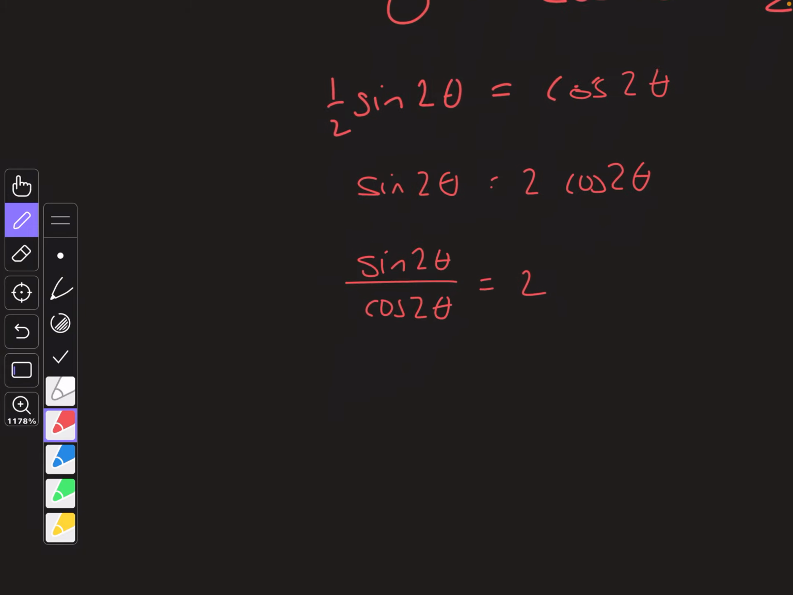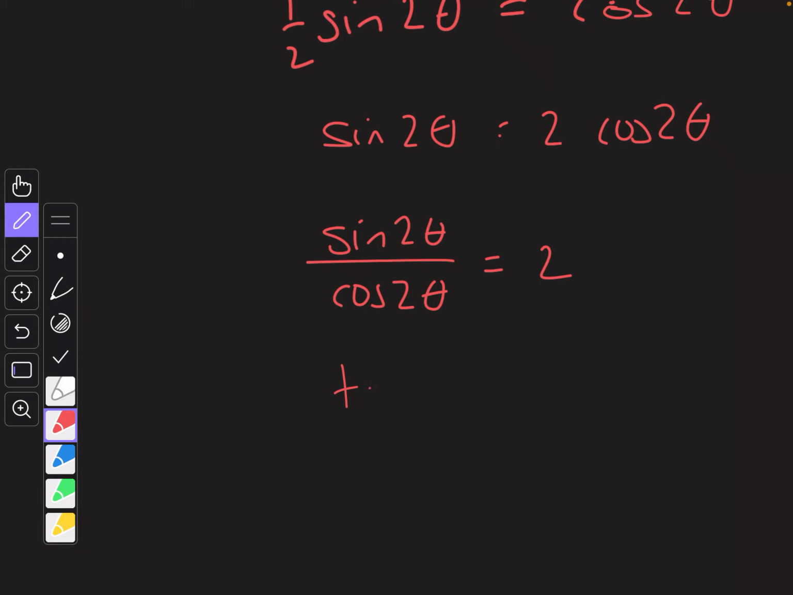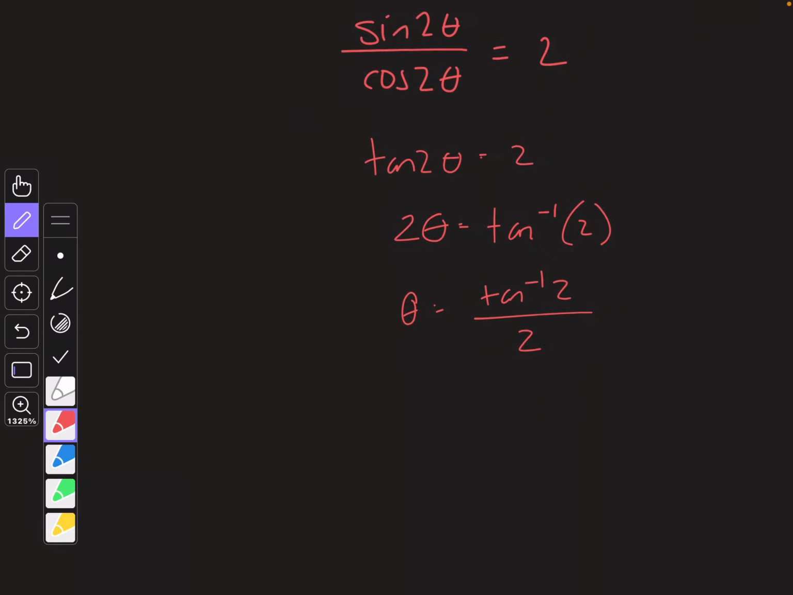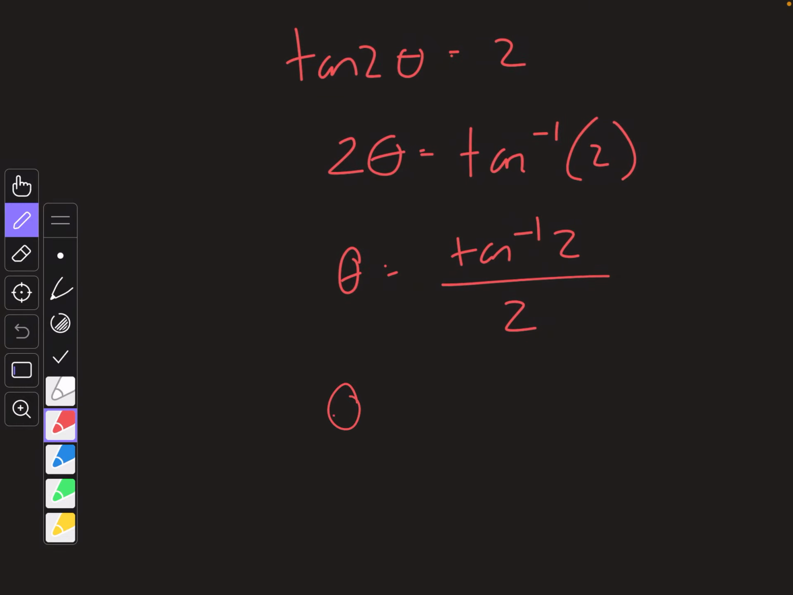Hey, I'm feeling really good. You probably know what's going on here. Tan 2 theta equals 2. Happy days. So that means that 2 theta equals the tan inverse of 2. So go into your calculator, go tan inverse of 2, and then half it. So you're going to say theta equals the tan inverse of 2, all divided by 2. Divide that by 2. And hey presto, I get 31.7 degrees.